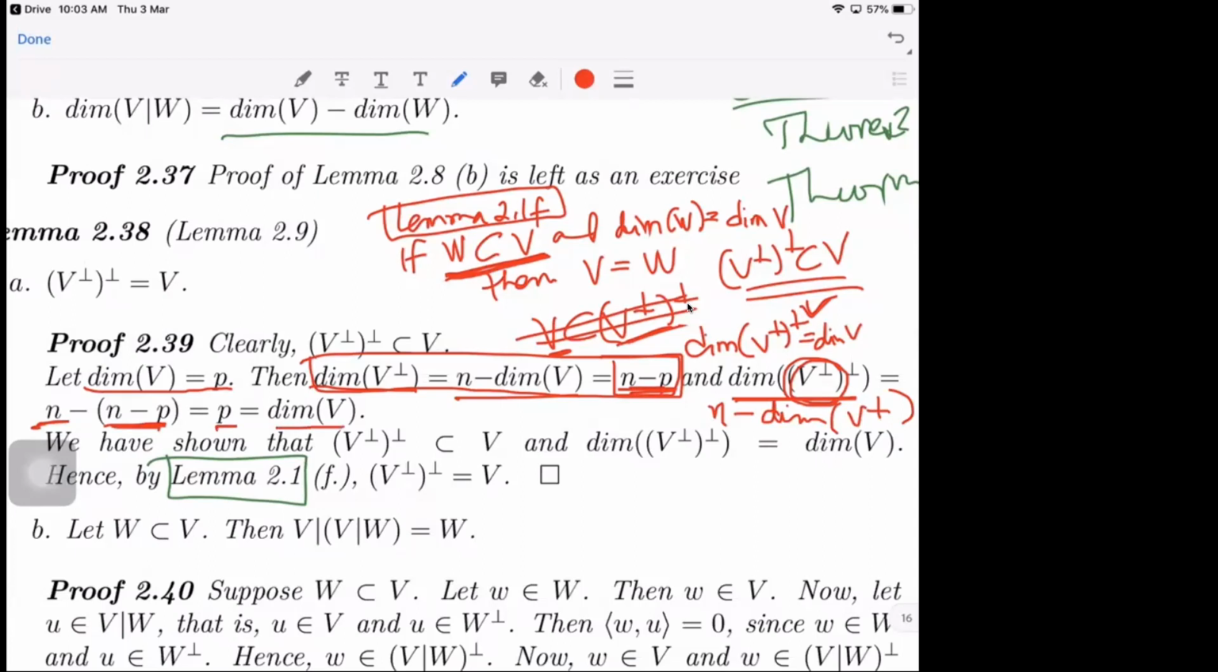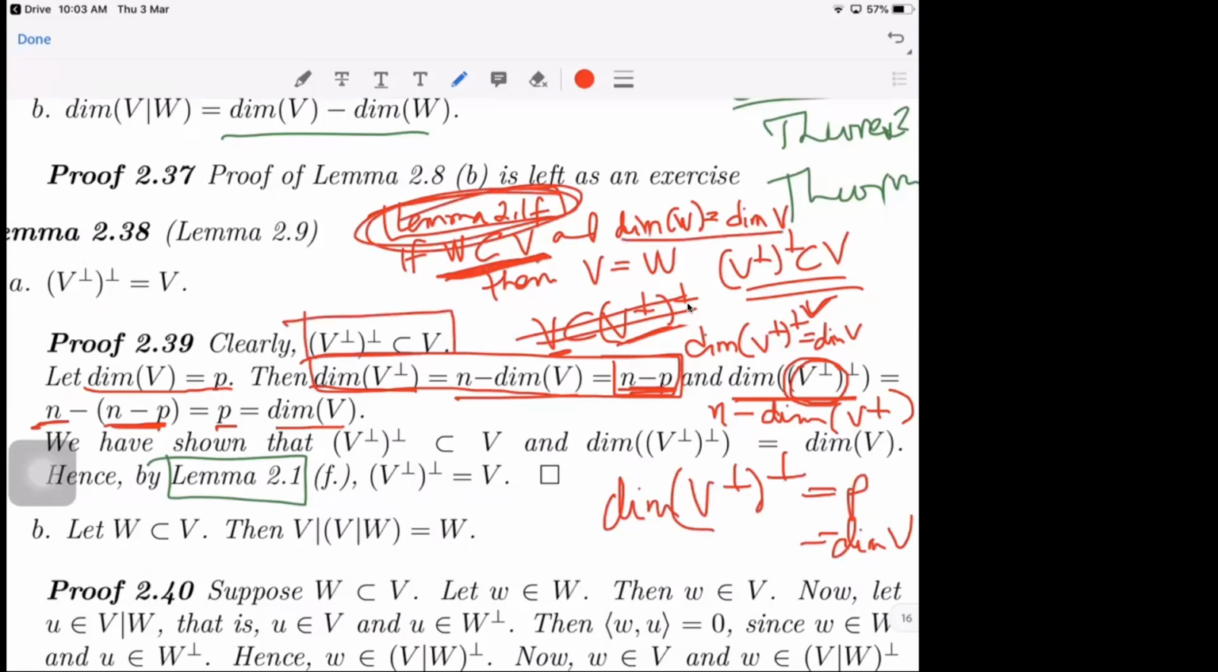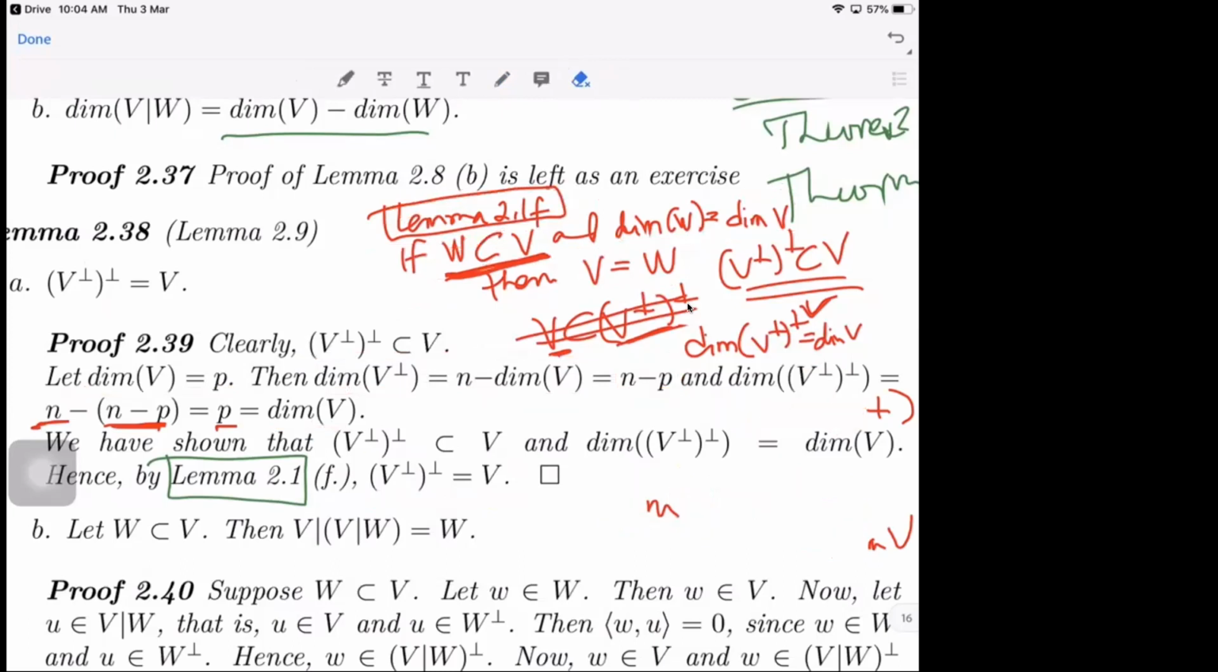So what did we show here? The dimension of V perp perp is equal to p, which is the dimension of V. So we can now use lemma 2.1F. If we show the subset, which is this, and the dimension of W is equal to the dimension of V, then V is equal to W. Okay? So V perp perp is equal to V. Okay? So easy with lemma 2.1F. With this lemma.